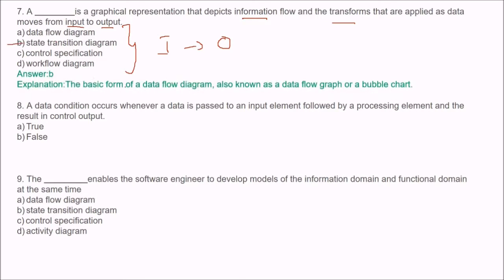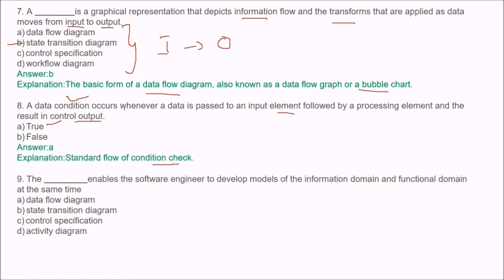State transition diagram. The basic form of data flow diagram, also known as the data flow graph or a bubble chart. The data condition occurs whenever a data is passed to an input element followed by a processing element, and the result is a control output. Is this correct or not? The answer is correct. Standard flow of condition check.